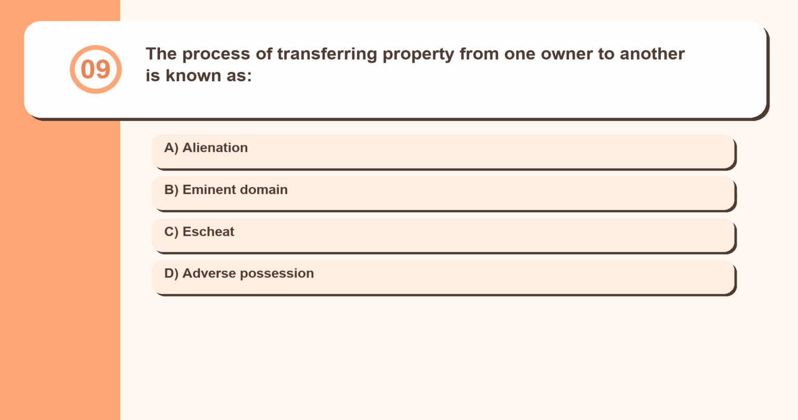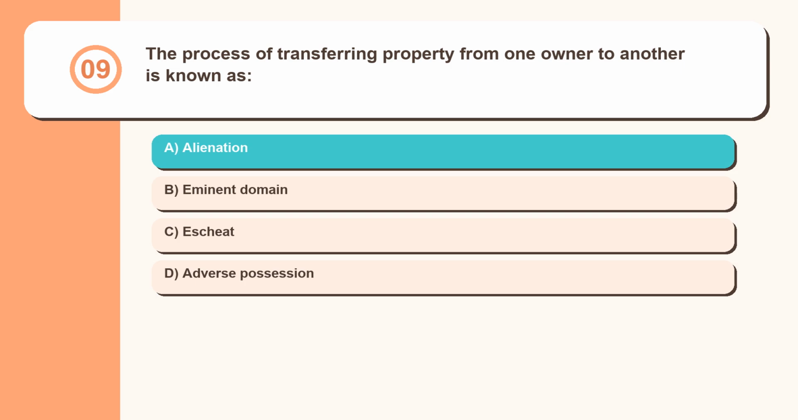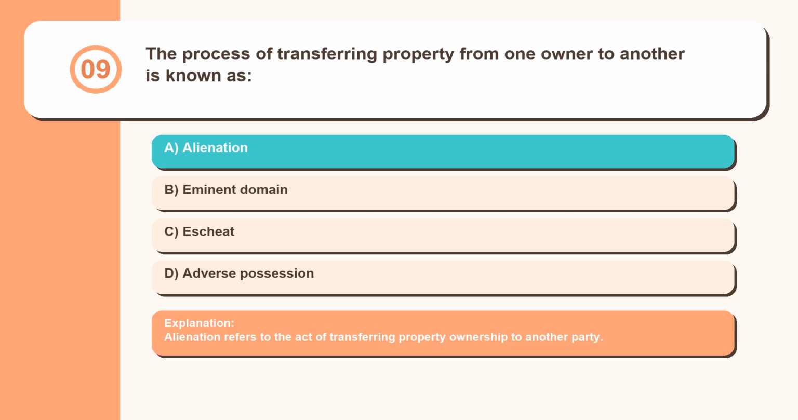Question 9. The process of transferring property from one owner to another is known as alienation, eminent domain, escheat, adverse possession. Alienation refers to the act of transferring property ownership to another party.